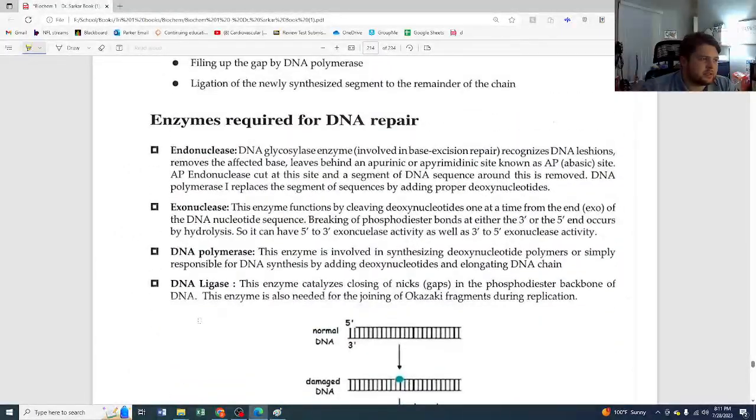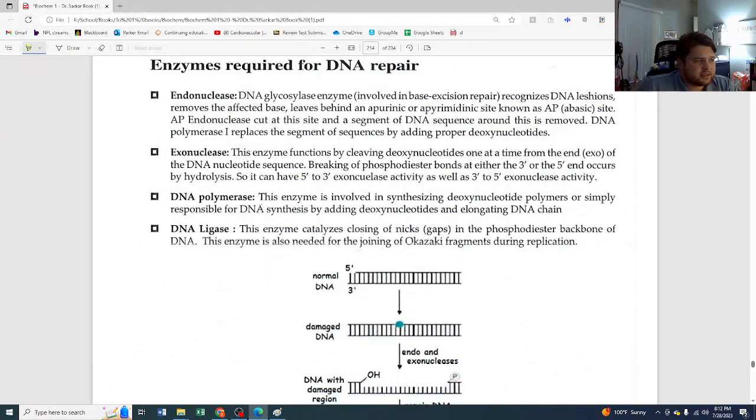Exonuclease: this enzyme functions by cleaving deoxynucleotides one at a time from the end of the DNA nucleotide sequence. Breaking of phosphodiester bonds at either the 3' or the 5' end occurs by hydrolysis. So it can have 5' to 3' exonuclease activity, as well as 3' to 5' exonuclease activity. Think of this one more rather than like snipping it in the middle. It's kind of like just hitting backspace. Like you mess up at the beginning of a sentence, and you just hold backspace until you get to the issue, remove the issue, or the misspelling or whatever, and then retype what you had already done.